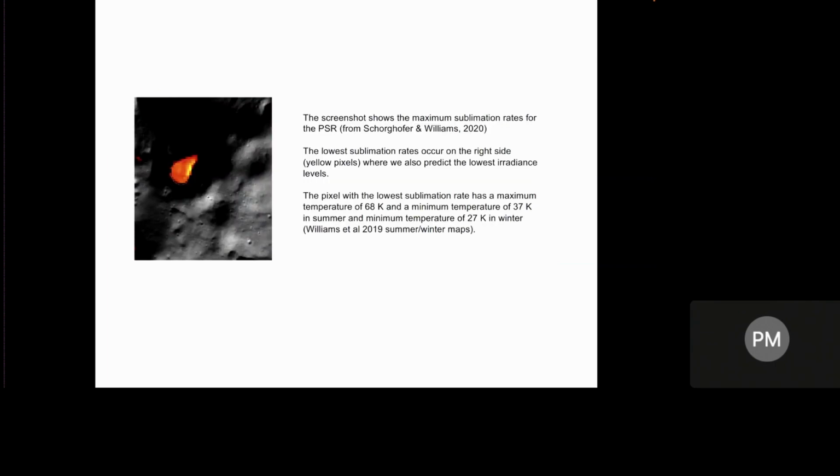So this screenshot shows the maximum sublimation rates of the PSR, and you can see the lowest sublimation rates occur on the right side, which are the yellow pixels, where you also predict the lowest irradiance levels. Next slide, please.